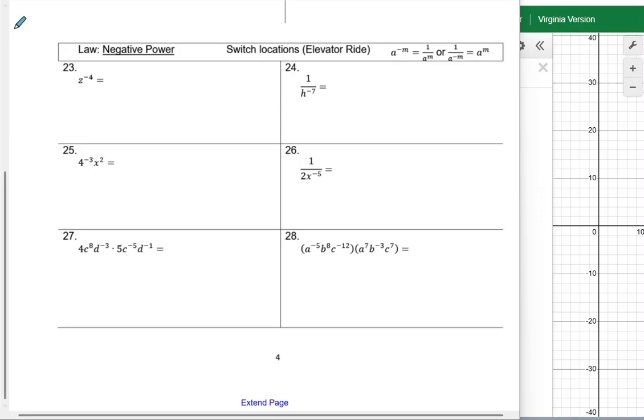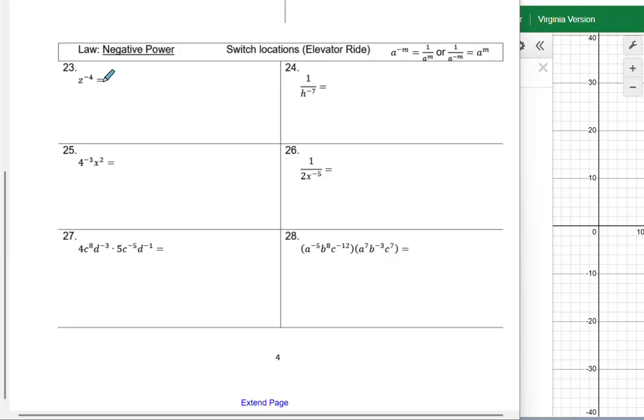So starting now with problem 23, we're going to look at negative powers. Usually in our answers, we don't want to see any negatives. Just a reminder from last time, whenever you have a negative in the numerator, the whole thing gets moved to the denominator and the negative goes away. Or if the negative is in the denominator, it moves up top.